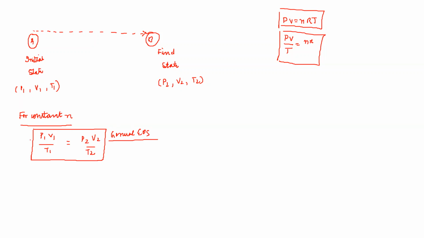So if it is moving from state A, that is state 1, to state 2, then the three, pressure, volume, and temperature, can be related in this way: P1 V1 by T1 is equal to P2 V2 by T2.